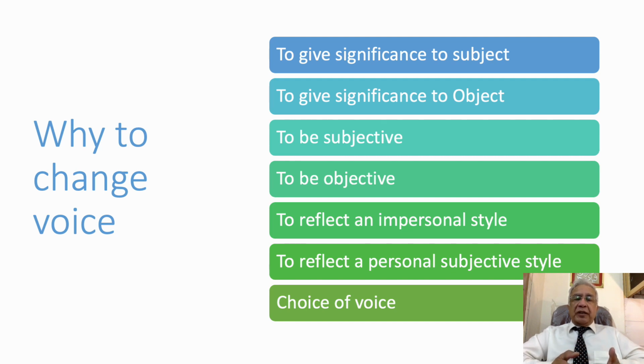And if our approach in writing or speaking is subjective, we need to write in active voice. And if we want to be objective, then it should be in passive voice. And if we want to give our writing, our speaking a style which is impersonal style, then we need to write in passive voice. And then if we want to give a subjective approach, then it should be in active voice. And then it's a facility that either you can write in active or in passive. It lends diversity to language. It makes it beautiful. So that is why these things are done.